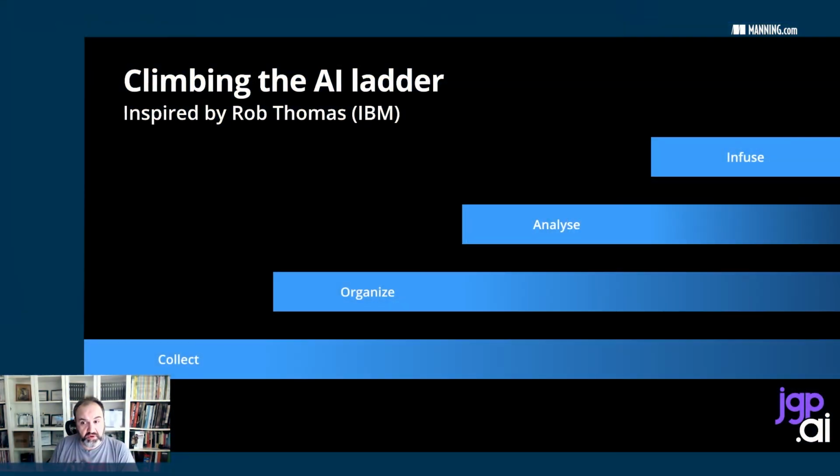The methodology I'm going to use is really called the AI ladder. It's been inspired by Rob Thomas, and it's really this 4-step process where we are first collecting the data, then organizing it, analyzing, and infusing it. Okay, so we're not going to go to the infuse part today, but we're going to collect, organize, and analyze it.